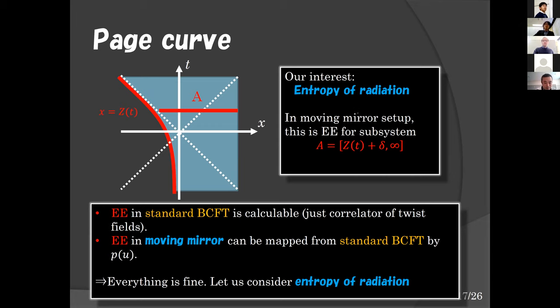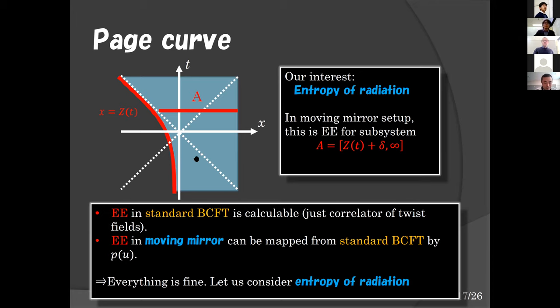Now our interest is, as I mentioned before, the entropy of radiation. And in this moving mirror setup, what we want is the entanglement entropy for a half-infinite subsystem whose edge is very close to the boundary, because we would like to think of this boundary as dynamical gravity. And the point is that entanglement entropy in standard BCFT is calculable in that it's just the correlator of twist fields. And as I mentioned before, the moving mirror setup can be mapped from the standard BCFT by the conformal map p(u). So everything is fine in that we can evaluate the entanglement entropy in this moving mirror setup.